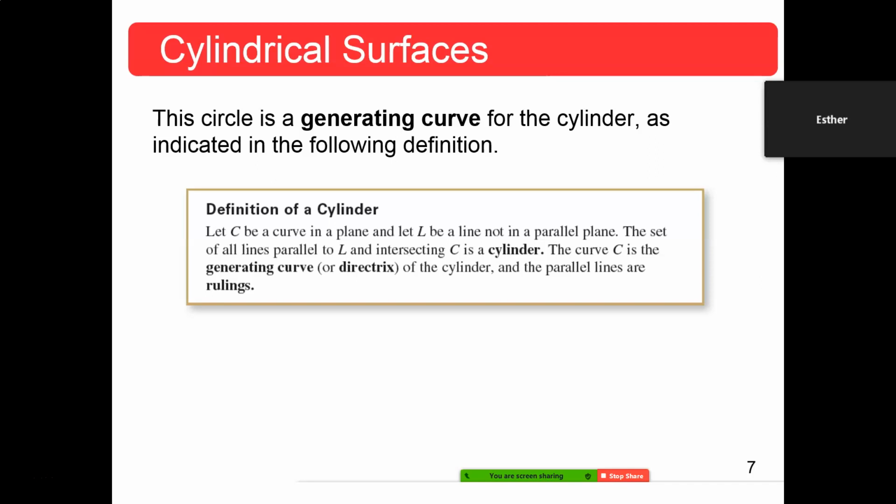Now remember, that curve could be a sinusoidal curve, it could be a parabolic curve, it could be any kind of curve, just a random curve. And then any line not parallel to the plane that the curve is on, any line that's not parallel to that follows the track of that curve, that forms the cylinder. The C is called the generating curve or directress of the cylinder, and all those parallel lines are called your rulings, which is an interesting terminology too.